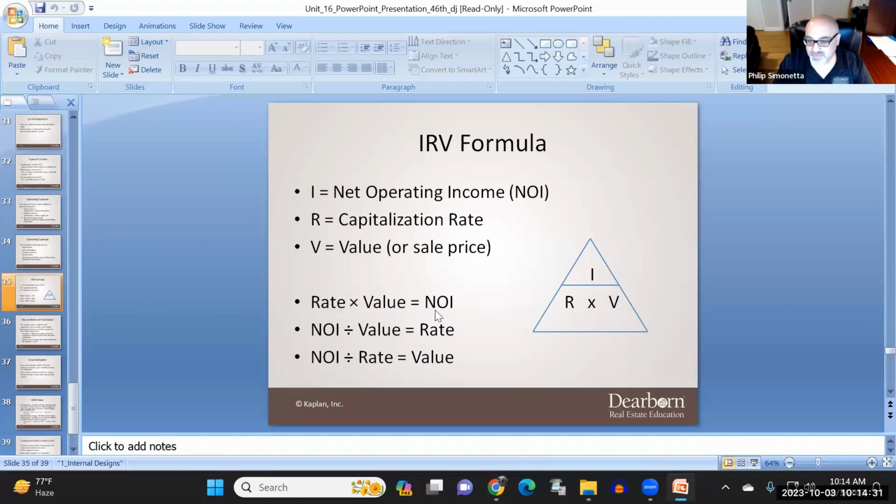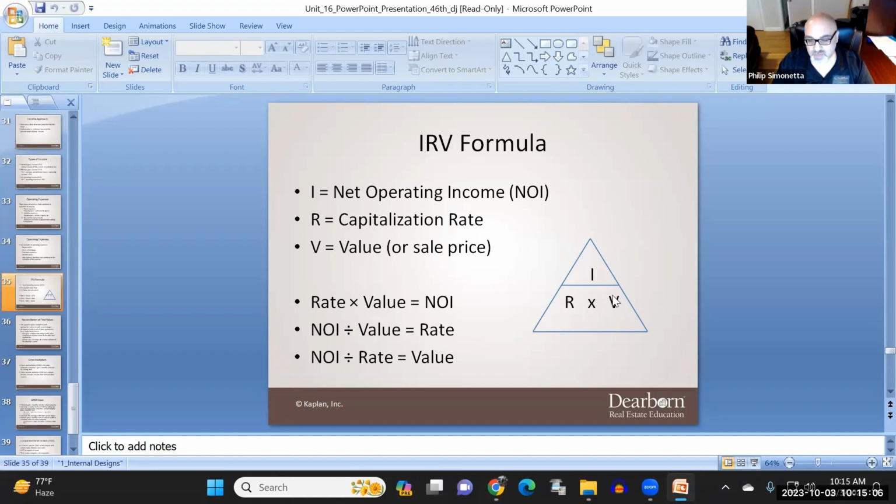The way you remember this, you draw a triangle, you put an I, you put a line through it, and R times V. If you're looking for NOI, you cover up the I. What do you have left? R times V. R times V equals NOI. If you want the rate, you cover up the R. What do you have? I divided by V. The line is division, right? I divided by V.